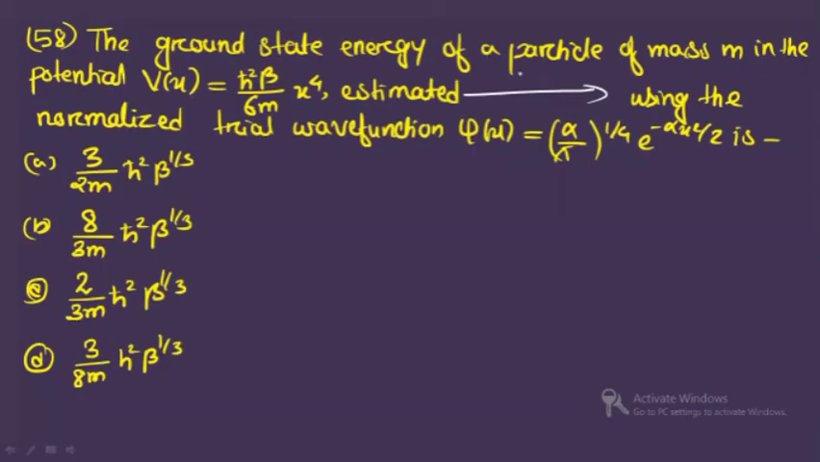Next, it is given the ground state energy of a particle of mass m in the potential V(x) equals h cut square beta by 6m x to the power 4, estimated using the normalized trial wave function psi x equals, this is what? So here you have to calculate the ground state energy for a particle whose mass is m, and the potential is given to you, h cut square beta by 6m x to the power 4. Alright, and it is done by using this normalized wave function. So psi x is given to you, the potential is given to you, you have to just find the ground state energy. So this is a question from variational technique, right?